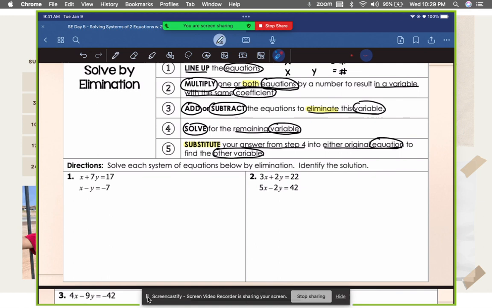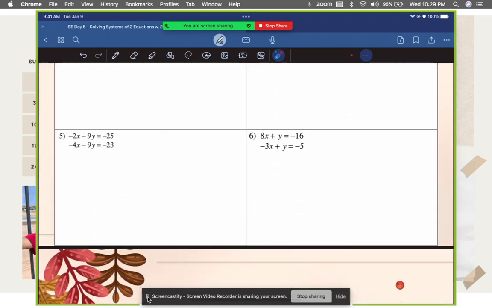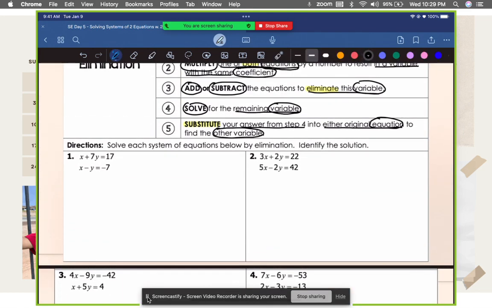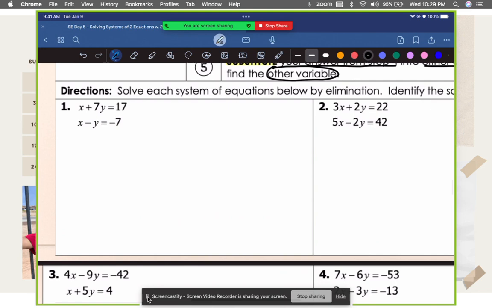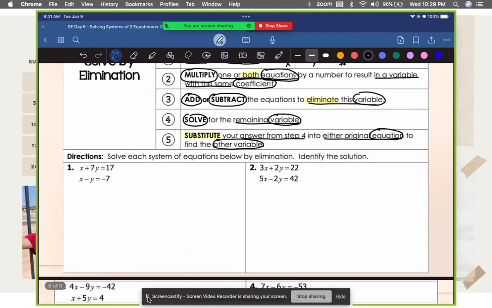So like I said, step 1 is to line up the equations, meaning that you want the x's, the y's, and the values to be all lined up. If you notice for number 1, that is the case. The same for number 2. For 3, 4, 5, and 6. And we'll take a look at 5 and 6 a little bit later. Okay. So like I said, here's where we're starting. Okay, so step 1's pretty much done for us in all of them.